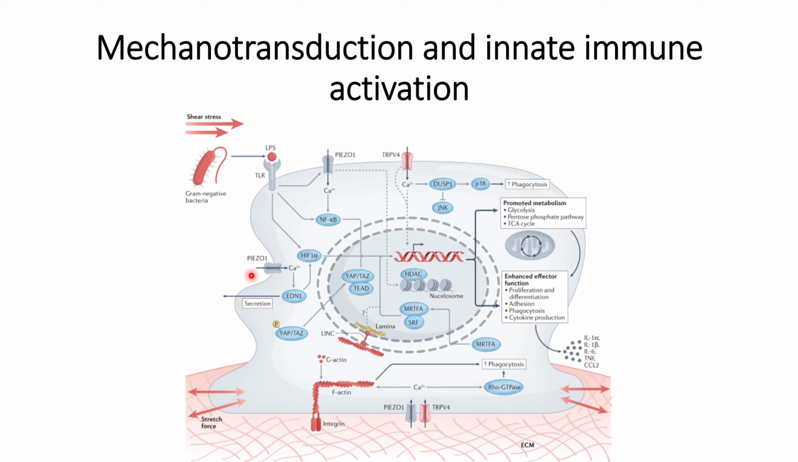And since Piezo gets activated either through stiff ECM interaction with the integrin, or through bacteria being detected by the toll-like receptors, it will cause Ca2+ influx. It will increase the Ca2+ influx, and it will activate EDN1 and hypoxia HIF1 alpha signaling pathways, and both of them will also upregulate the genes that promote metabolism and enhance effector functions.